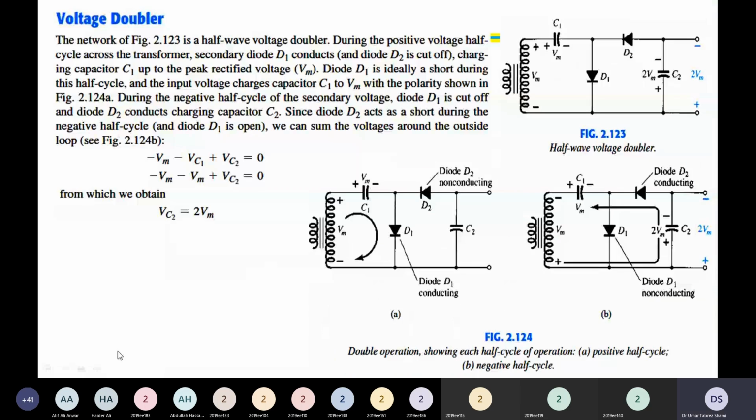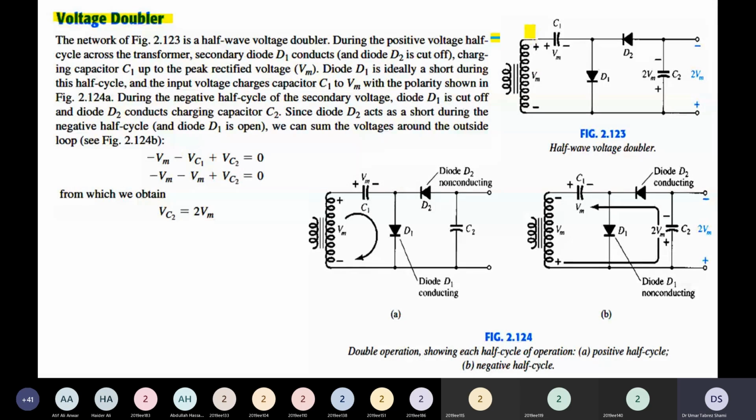Right, so now we are coming to a very useful application of the clamper circuit, and this is called the voltage doubler. The voltage doubler will convert AC into DC, plus it will double the AC value. The DC output voltage will be two times the AC value.